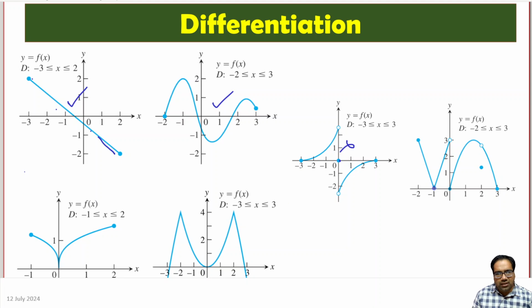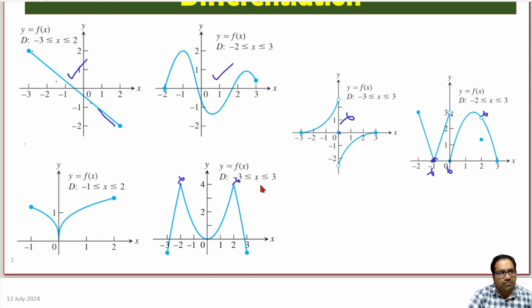So here, at this point, we cannot calculate slope because one side is something, another side is something else. This point is breaking. This point where it is not continuous, this point also is breaking. Okay. Here, this point, there is a cusp. So that's why it is breaking. On one side there's one slope, on another side another slope. These two points, that's why it is breaking.